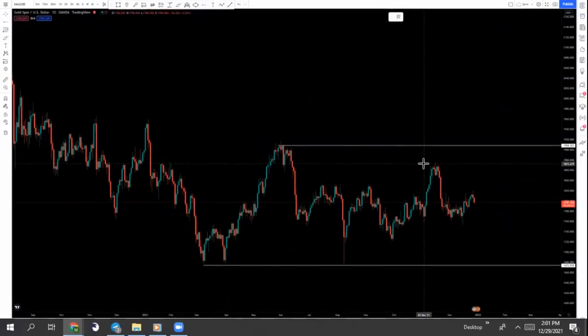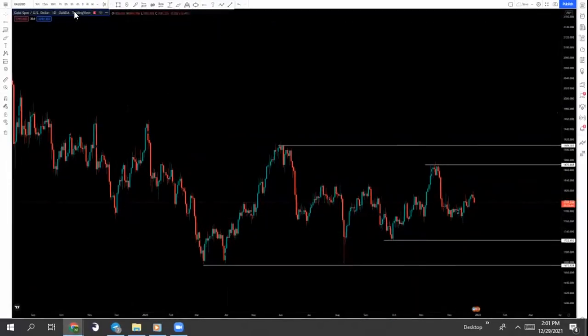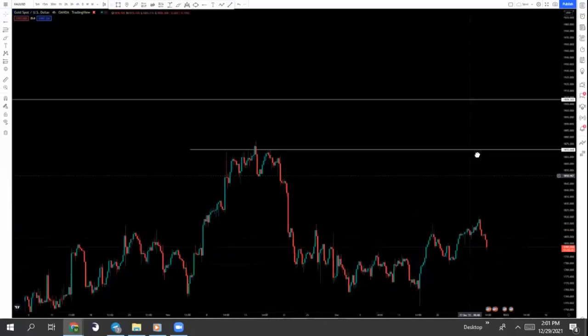So this one here, I think, is the important level in the market. And I think we have another important level, which is this one. So after here, guys, I'll move to the 4 hour for a better understanding, you know.